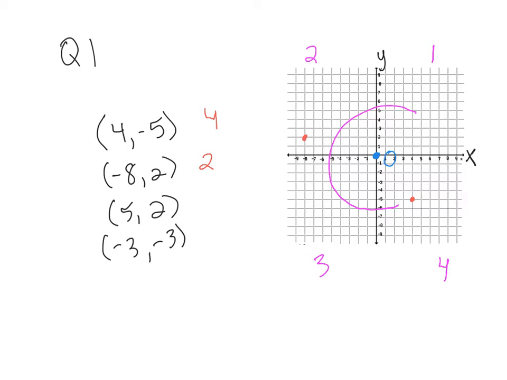For the third one, you'd have to go to the right 5 and up 2, and that would be in quadrant 1. And for the last one, you'd have to go to the left 3 to -3 and then down to -3. Oops, sorry. And it would be located in quadrant 3.